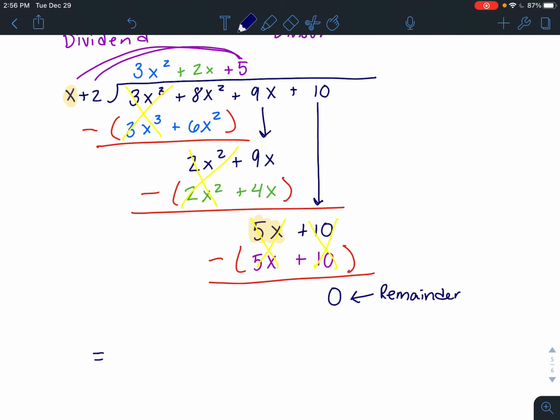So my quotient, my answer to this problem, is what's on top of my division box here. So 3x squared plus 2x plus 5 is going to be my final answer.